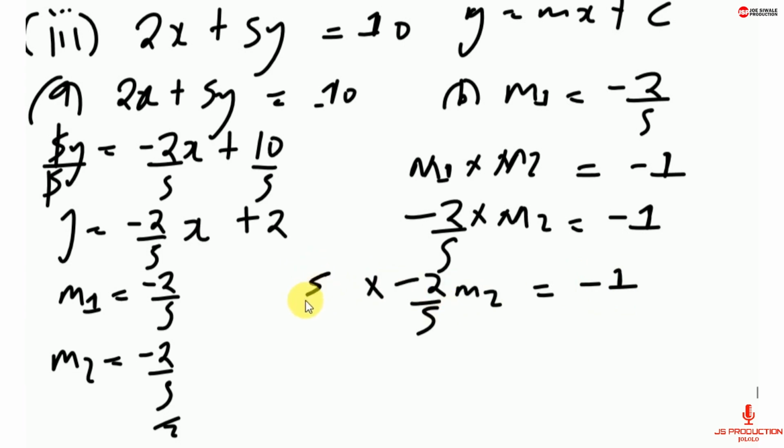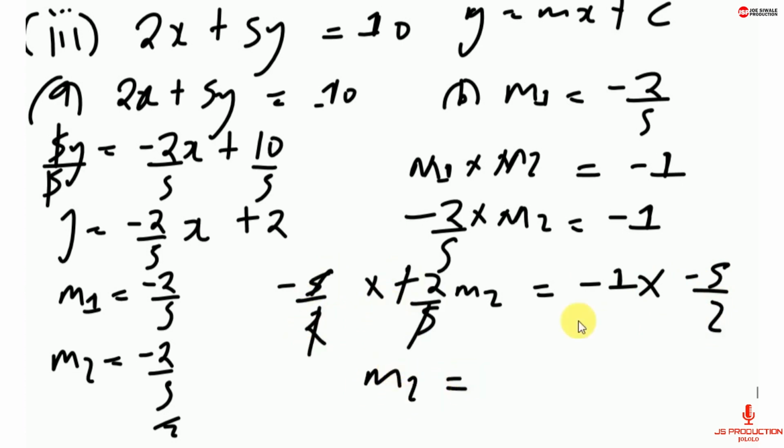We're going to have the opposite of that, negative 5 over 2, and on this side we're also going to have negative 5 over 2. You can cancel out there, so our m2 will be equal to negative 1 multiplied by negative 5, that's going to be 5, then 1 multiplied by 2, we're going to have 2. So the gradient of a perpendicular line is going to be 5 over 2.